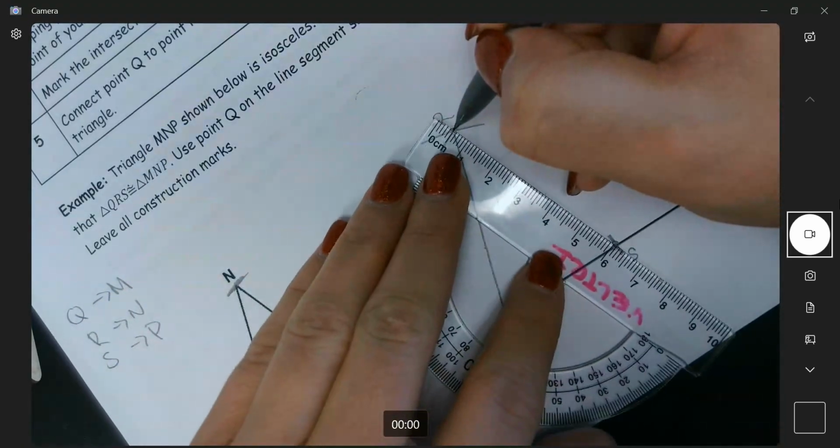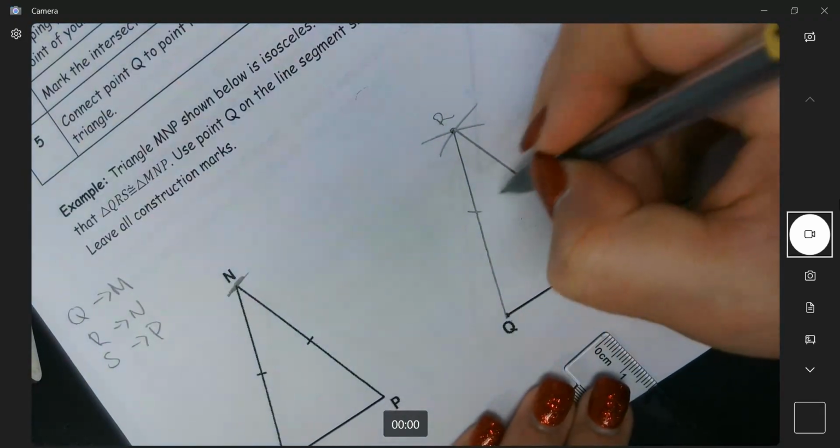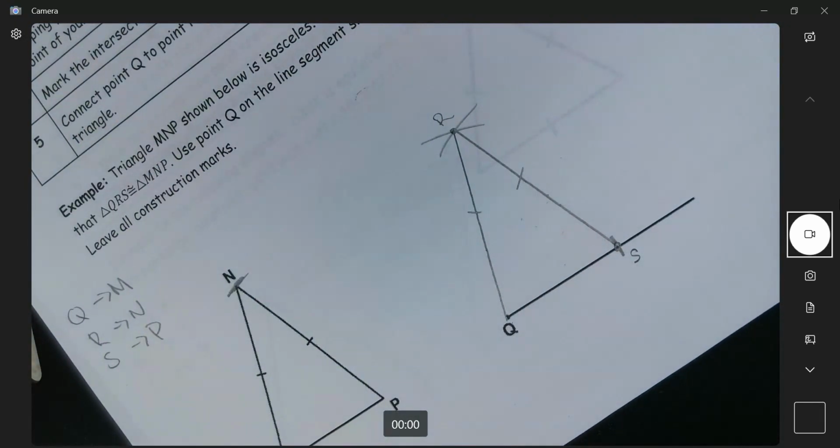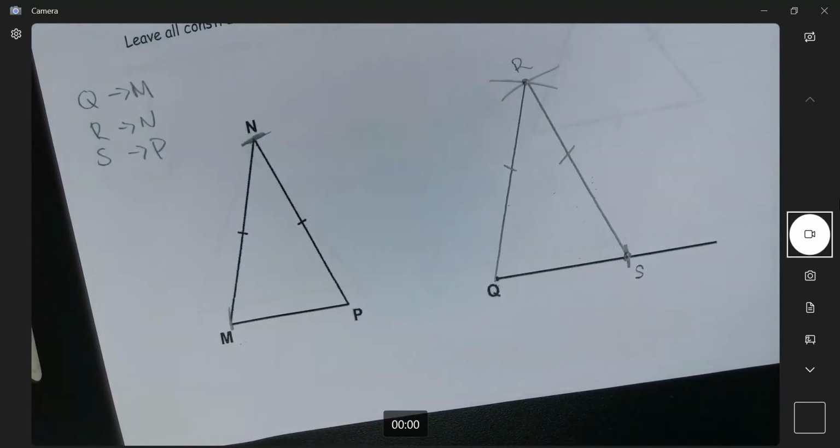One, two. Boom. There you go. Those are the two sides that are congruent. Okay. So that's what the isosceles triangles look like.